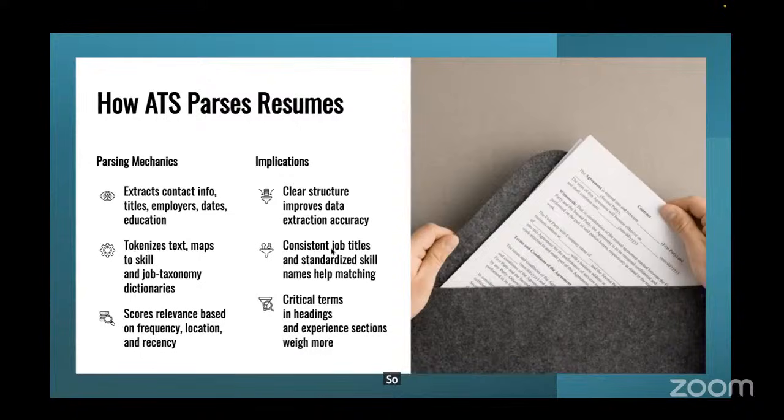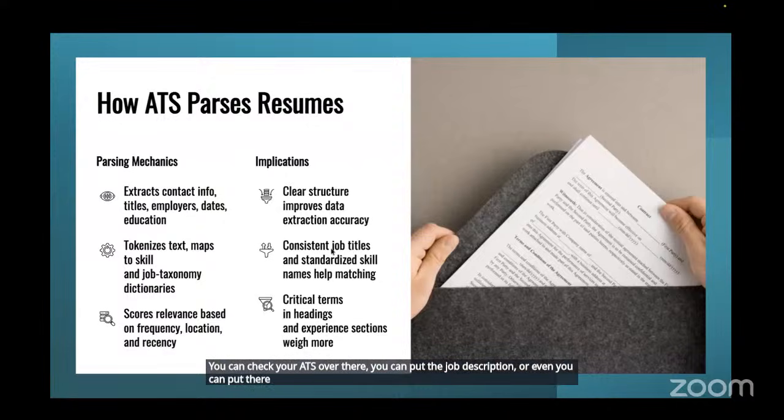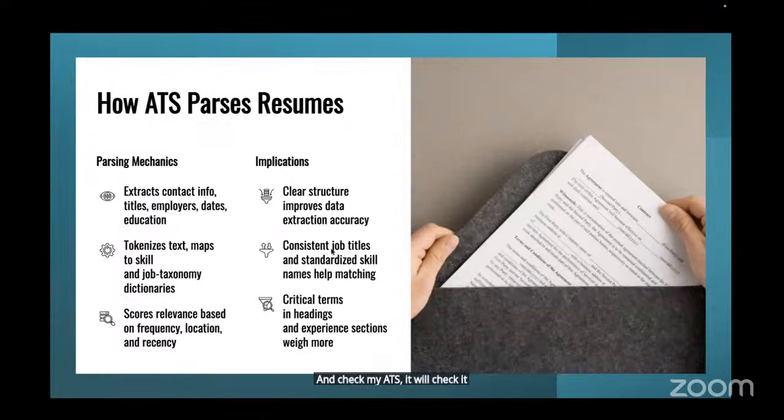So I can give you some examples of websites like Resume Worded that you can use. You can check your ATS over there. You can put in the job description, or even say that I am applying for a software development engineer role, and check my ATS. It will check it, and it will give you the correct number.